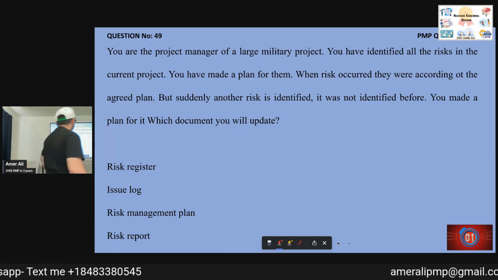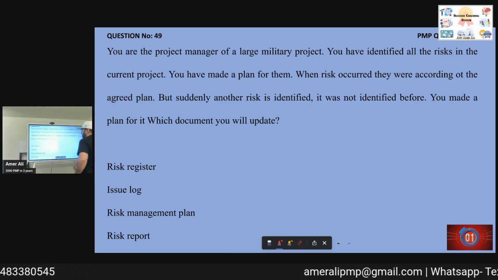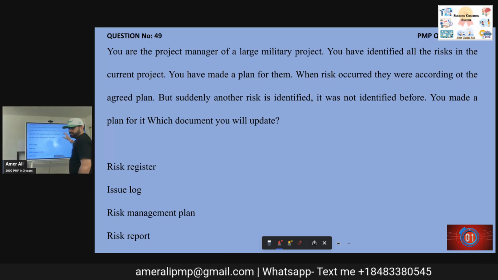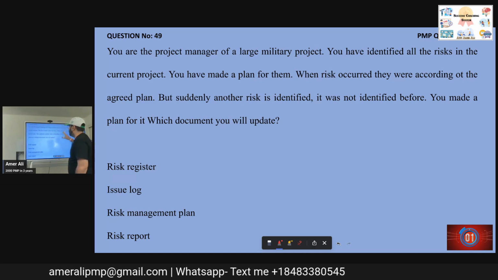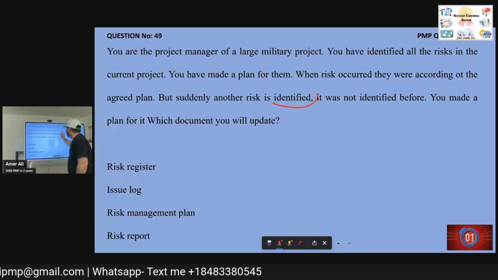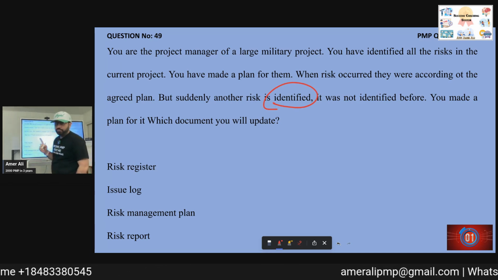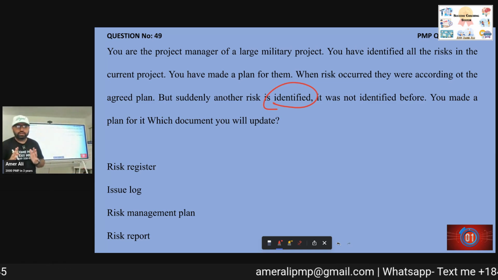You are the project manager. You have identified all the risks in the project. You have made a plan for them. When risks occurred, they were handled according to the plan, but suddenly a new risk is identified. You made a plan for it. Which document will you update?